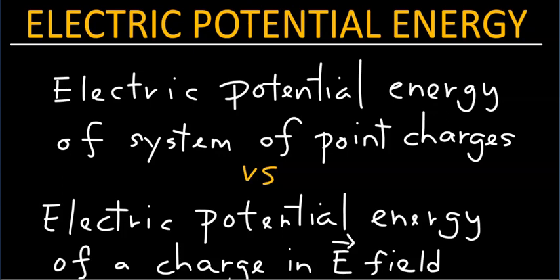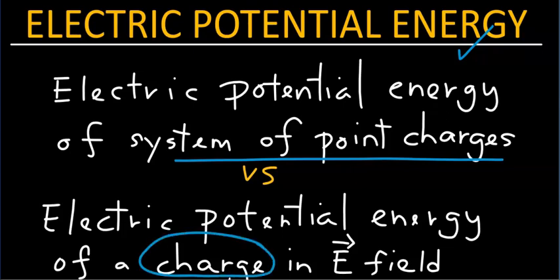In this video, we will discuss electric potential energy. More importantly, we want to differentiate two different forms of electric potential energy. The first is the electric potential energy of a system of point charges, and the second is the electric potential energy of a particular charge in an electric field due to other point charges.